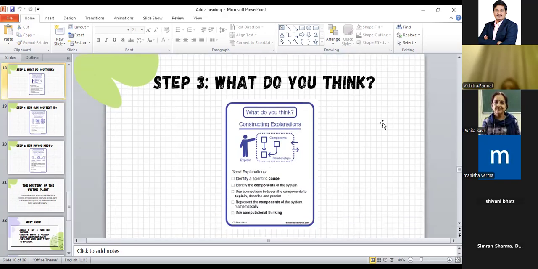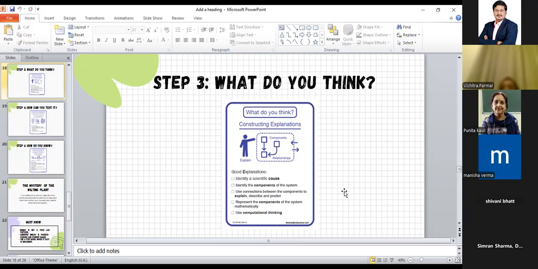Yes. You can actually ask students, what do they think? And to build this, construct the explanations in students, build this particular thinking skill in them, developing critical thinking and creative thinking skills in them. This is a checklist for you.